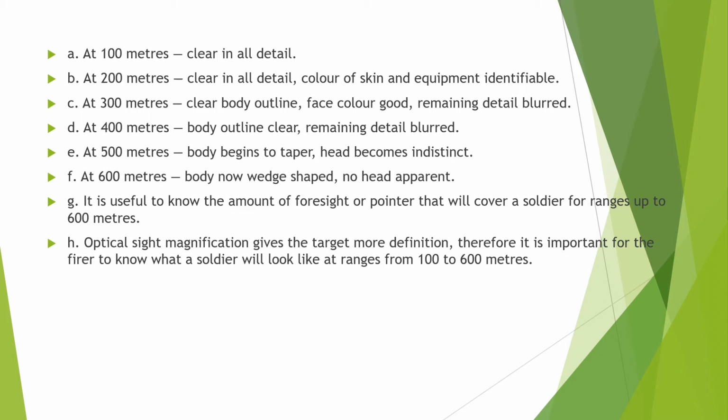500 meters, body begins to taper, head becomes indistinct, so it's more of a shape rather than detail. 600 meters, body now wedge shaped, no head apparent, so it's a kind of a blob in front of you. It is useful to know the amount of foresight or pointer that will cover a soldier for ranges of up to 600 meters. Optical sight magnification gives the target more definition, therefore it is important for the firer to know what a soldier will be looking through on the ranges 1 to 600 meters.